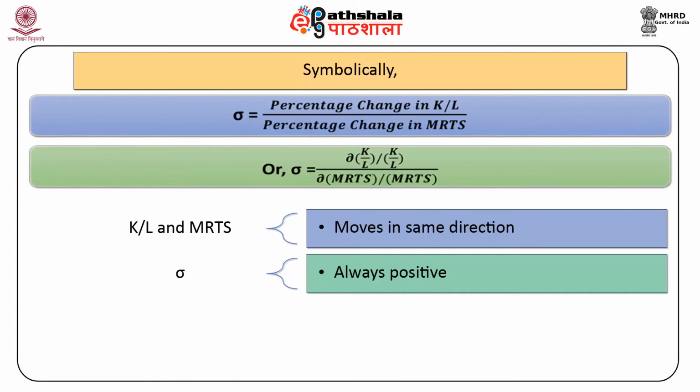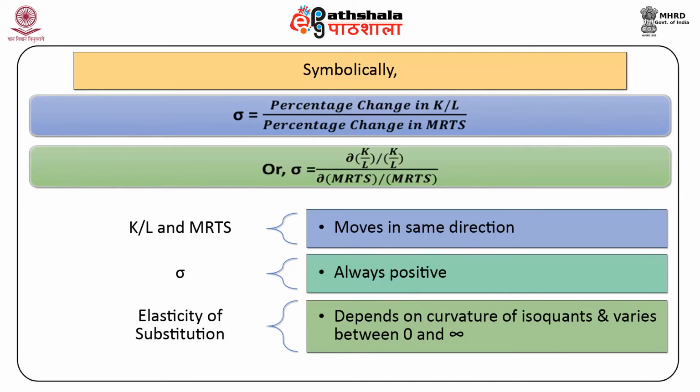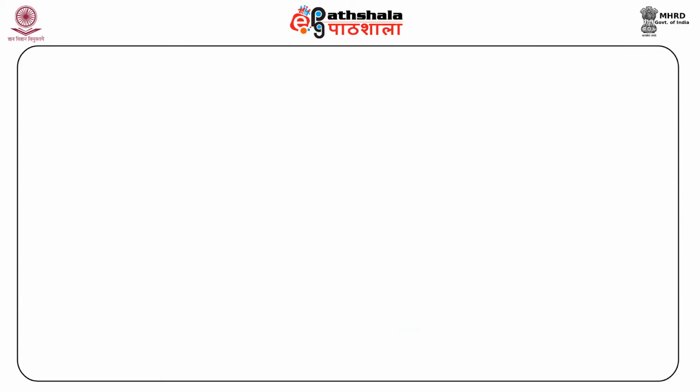Moreover, the value of elasticity of technical substitution depends on the curvature of the isoquants. It varies between 0 and infinity, depending on the nature of the production function. Production function determines the curvature of the various kinds of isoquants. Let us now move ahead and talk about the law of returns to scale.